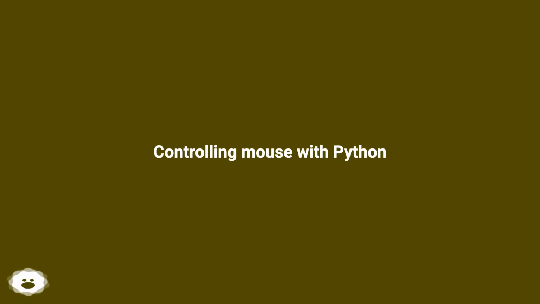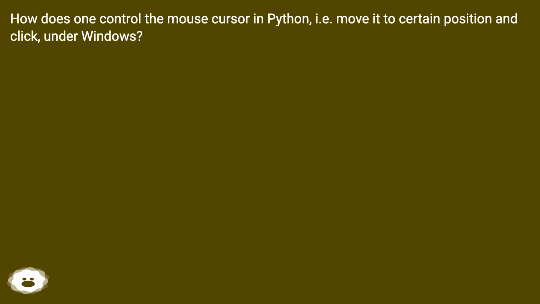Controlling mouse with Python. How does one control the mouse cursor in Python? You move it to a certain position and click, under Windows.